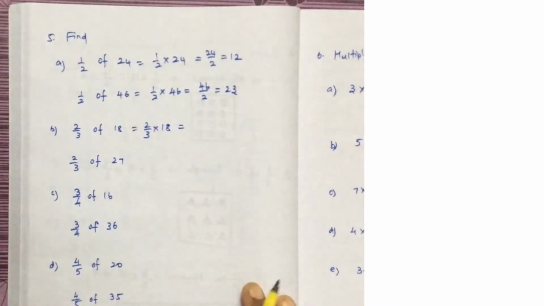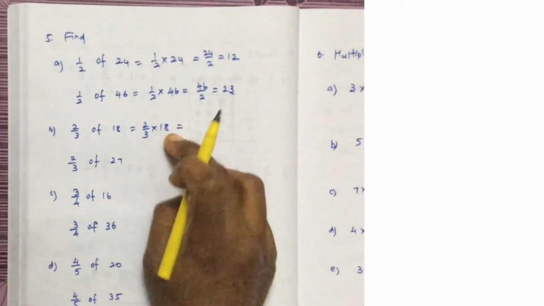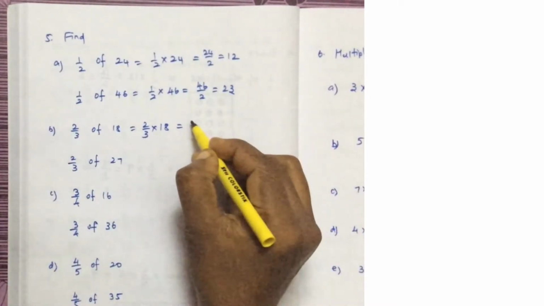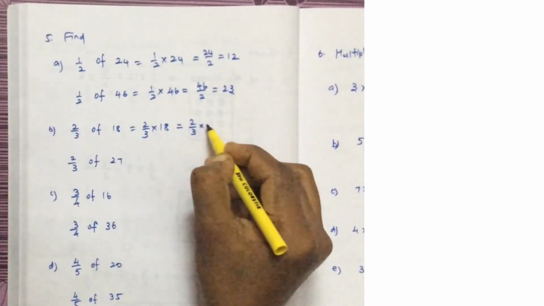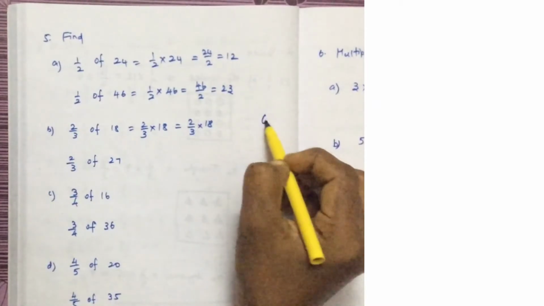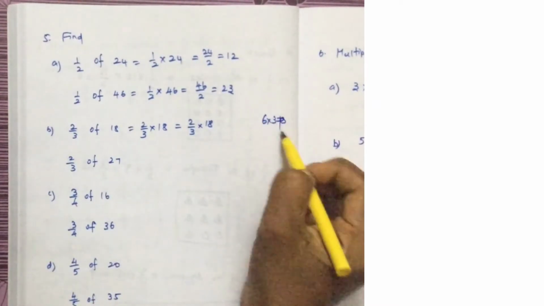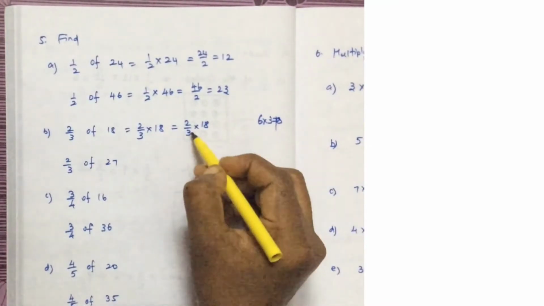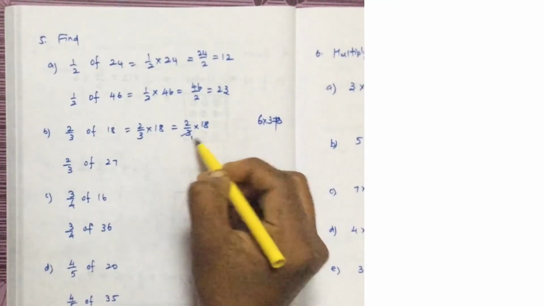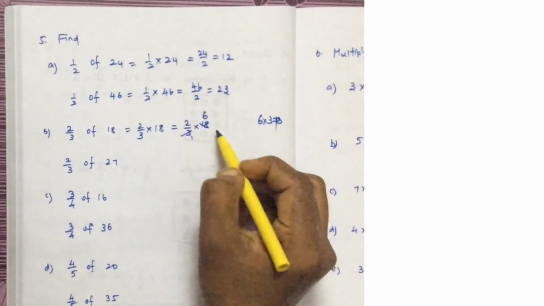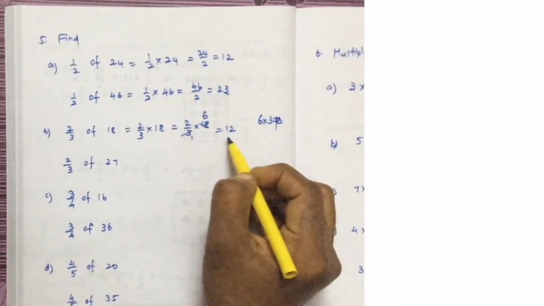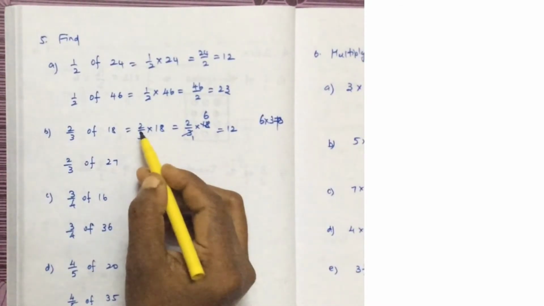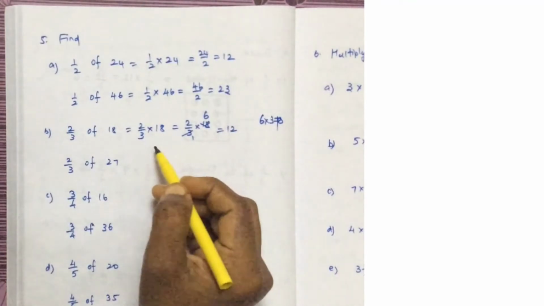Next is 2 by 3 multiplied by 18. Okay, here you can multiply 18 multiplied by 2 divided by 3. That way also you can do. Otherwise 2 by 3 multiplied by 18. Okay, you know that 6 multiplied by 3 is 18. You can cancel like this. 3 multiplied by 1 is 3 and here it is 6. Okay, that is equal to 12. 6 multiplied by 2 is 12. Otherwise, you can multiply 18 multiplied by 2 and divide by 3. In that way also you can do.